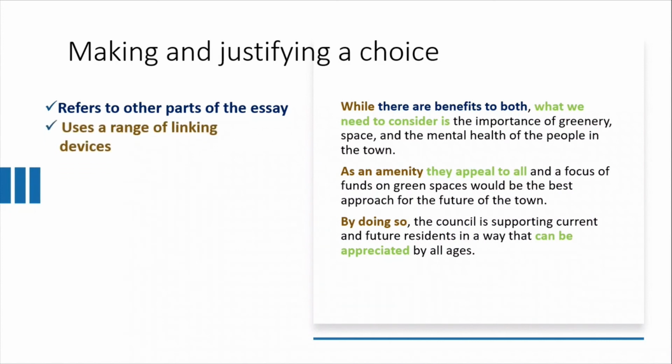There's also a range of linking devices in particular ways. These ones, again, if you look at these types of devices, they're not specifically linking devices, they're ways of connecting ideas together. There's a good range of structures, and once again, there are no errors in the text.